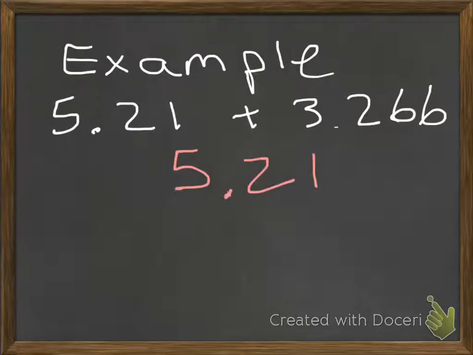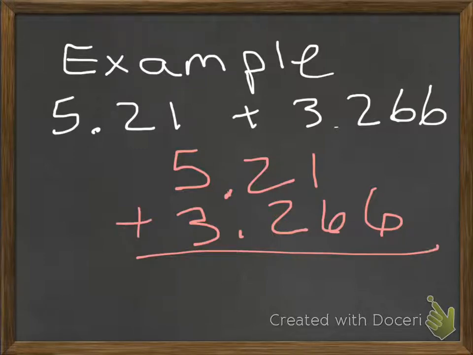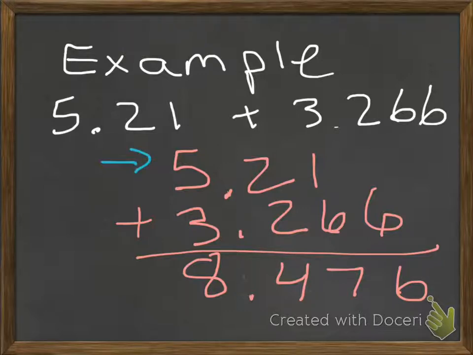So we will take 5.21 and we're going to add 3.266, just like that. And go ahead and add up your numbers, and we get 8.476. Now, to determine how many significant figures are going to be in our answer, we need to find the number with the fewest numbers after the decimal point. And this one right here, 5.21, only has 2 numbers after the decimal point, so that means our answer can only have 2 numbers after the decimal point.